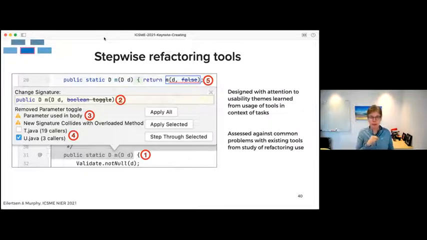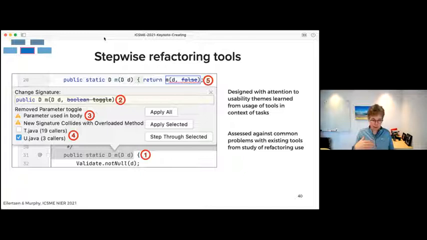This pop-up has appeared and it shows you the change that is happening to the code. And it shows you the impact of that change. So it runs the refactoring tool in the background essentially, and it shows you that the parameter is used in a body somewhere else. It collides with another method, etc. And then it shows you the files in which this occurs.